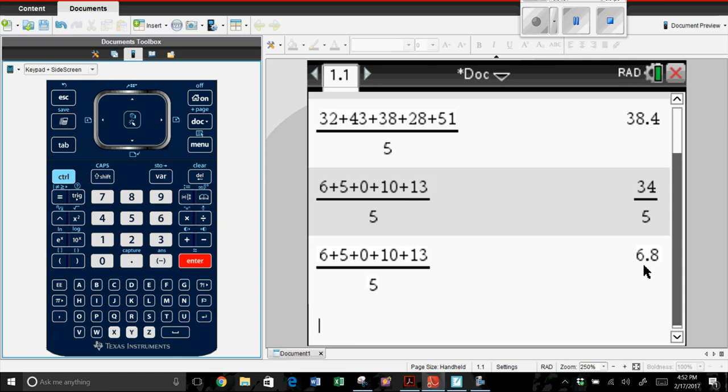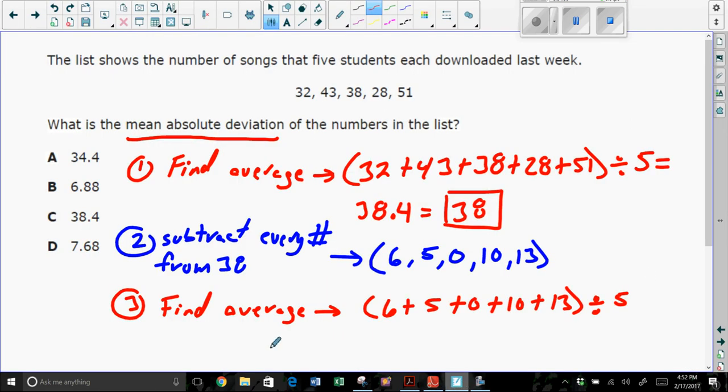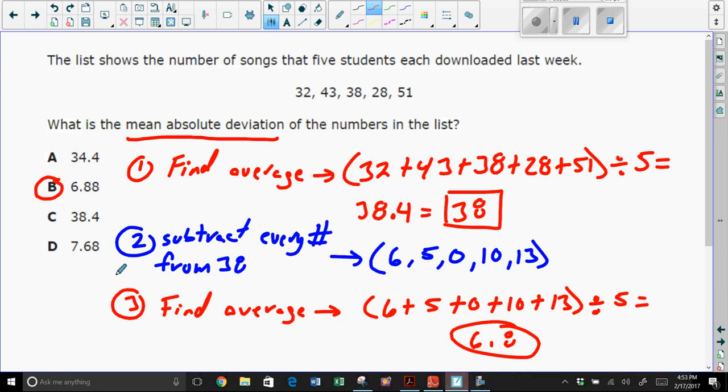So we come back to our problem. My final answer equals 6.8, and that is my final answer. So looking at my choices, the closest one would be letter B. Okay, the correct answer is letter B.